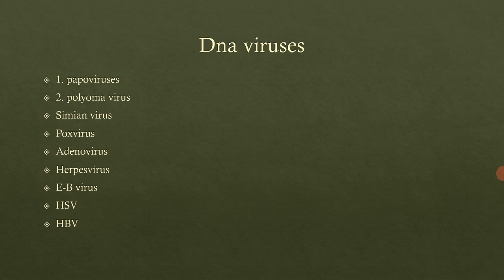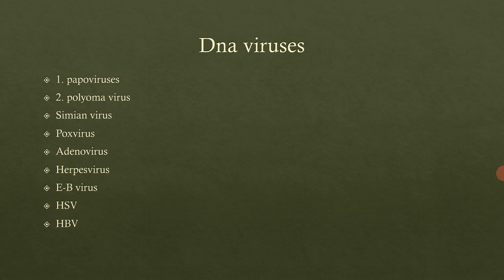Then the second group is the polyoma virus. In the polyoma virus, the BK and the JC viruses, these two viruses cause asymptomatic human infections, and due to this they can induce tumors in immunodeficient patients. All right, this is about the polyoma virus.